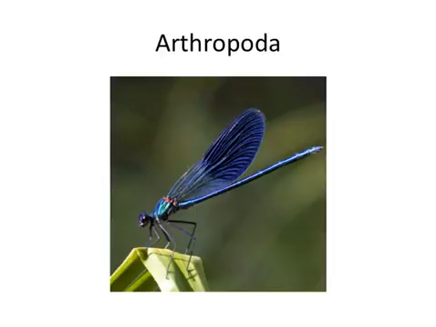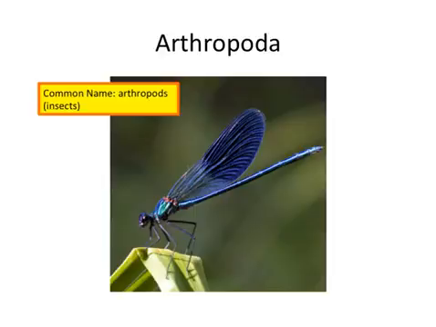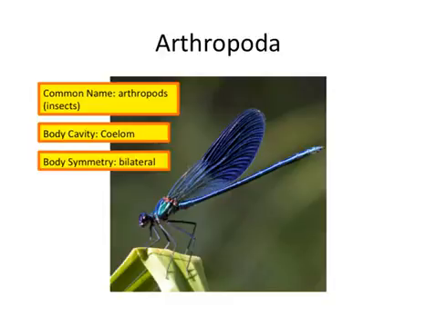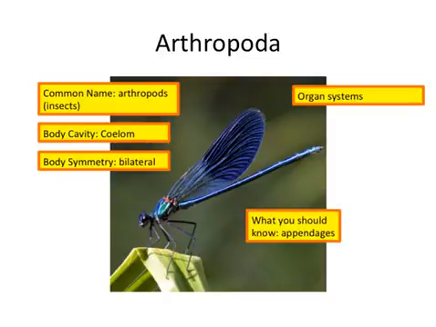The next phylum is phylum Arthropoda. These are arthropods or insects. They have a body cavity. They are bilaterally symmetrical. They have organ systems, and what you should know is that they developed appendages off of their bodies.